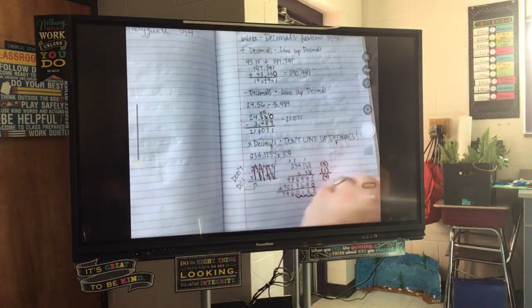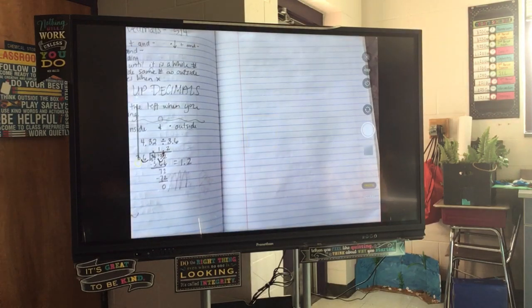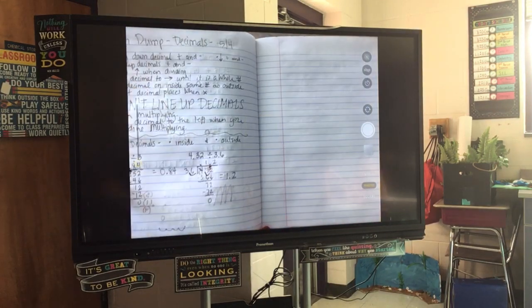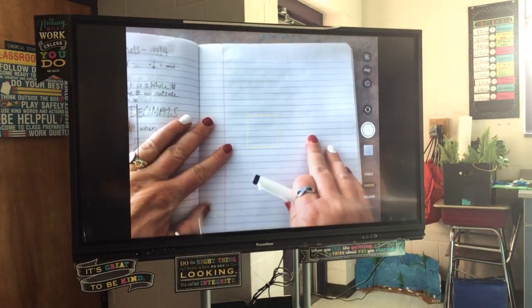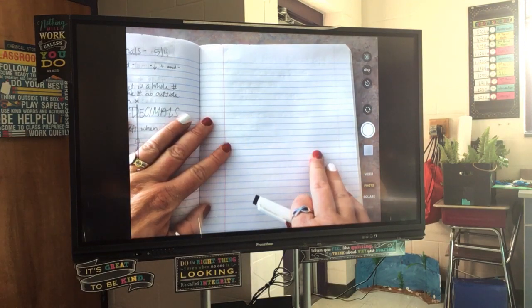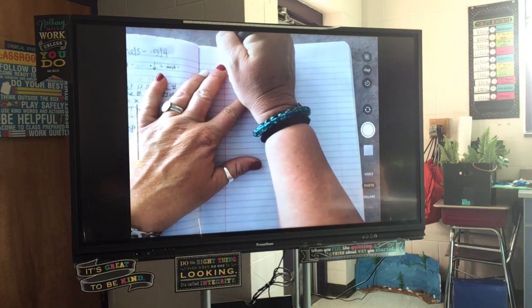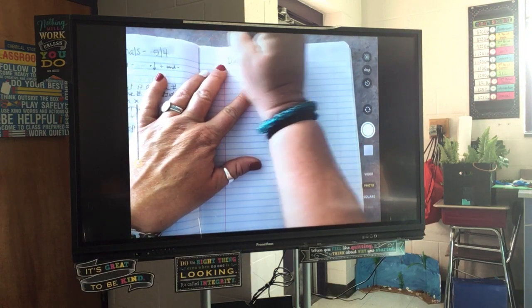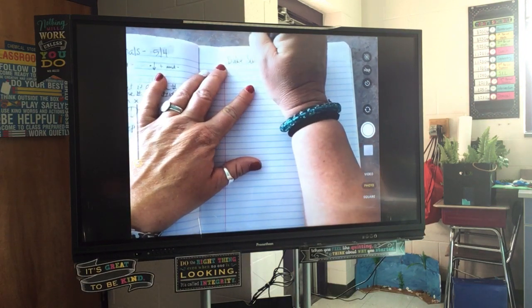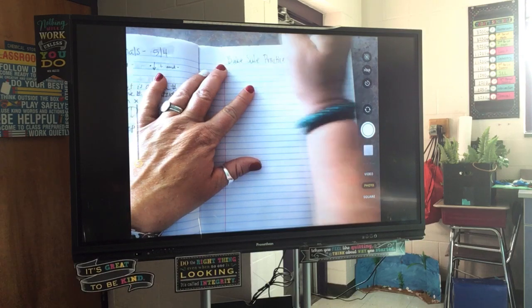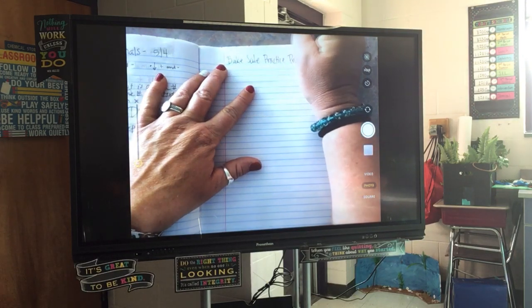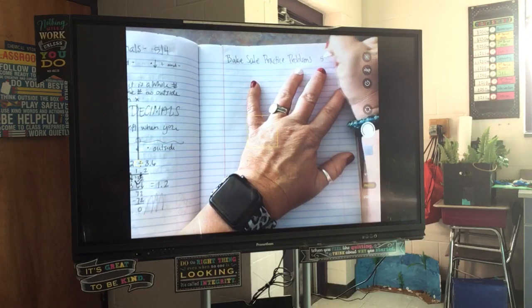Now, if you turn, so this was our brain dump and the rest of our notes. So on the left, right side, sorry, I don't know if I'm right today. You're going to put bake sale practice problems. And then today's date, which is 5/4.